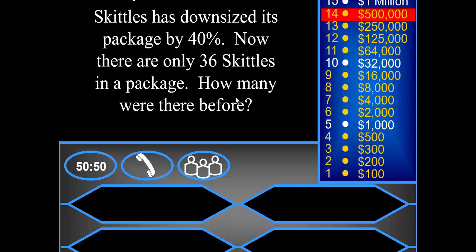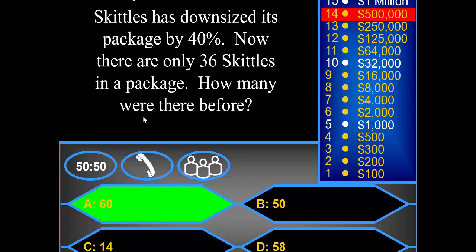Skittles has downsized its package by 40%. Now you only get 36 Skittles in a package. How many Skittles were in a package before? Is it A) 60, B) 50, C) 14, or D)? Time's up. Let's see how you did. The correct answer is A, 60. Let's take a look at how to do it.